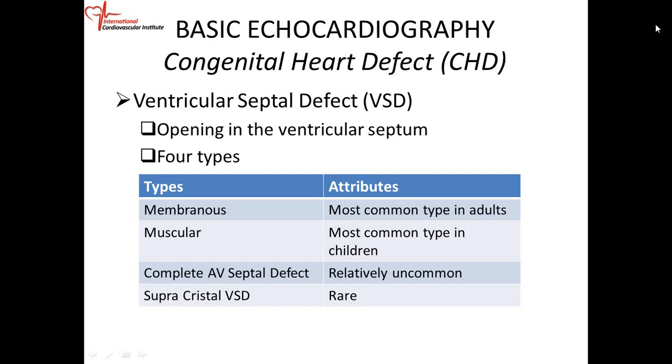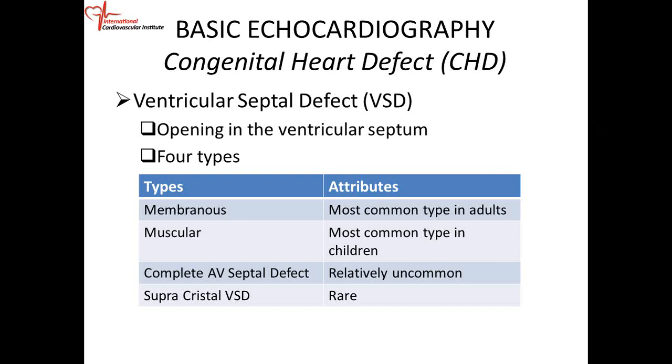So we're gonna discuss ventricular septal defect, fairly common. When we say ventricular septal defect, it's an abnormal communication in the ventricular septum, or opening in the ventricular septum, and there are four types. The most common is the membranous type of VSD. It's the most common type in adults.